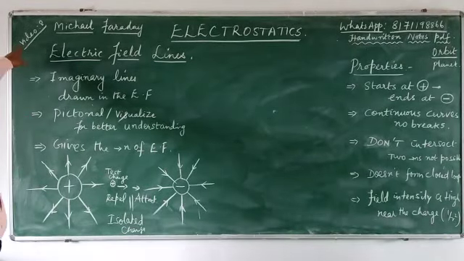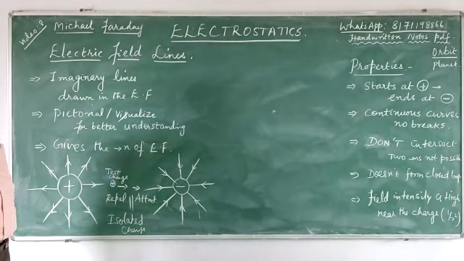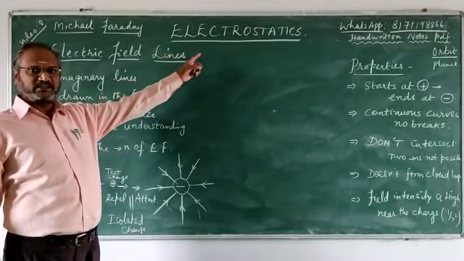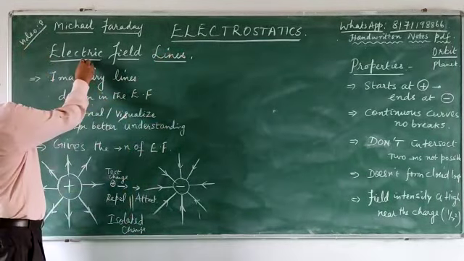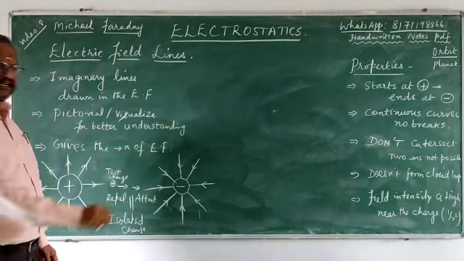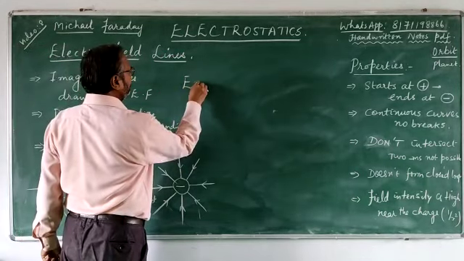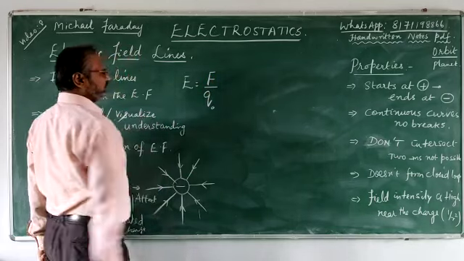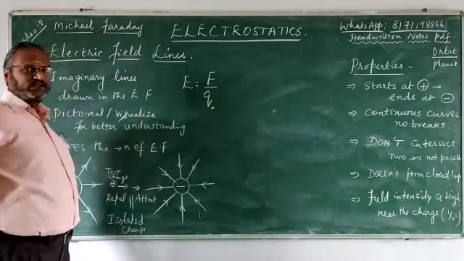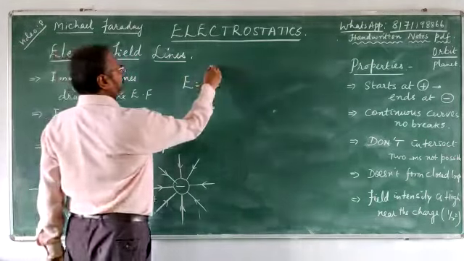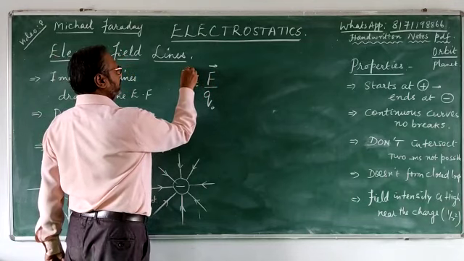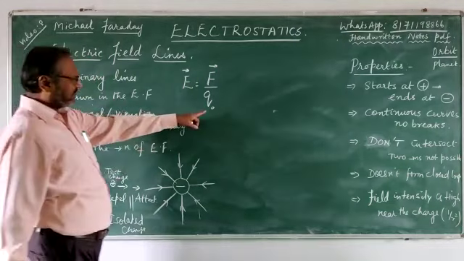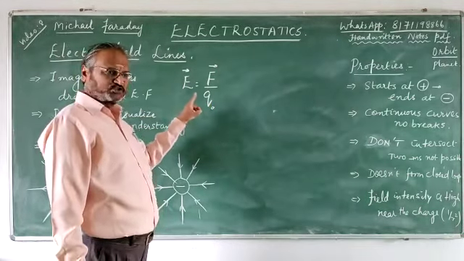Today, in video number 8, we shall study electric field lines. It is also part of electrostatics. We already know that electric field is equal to force acting per unit test charge. We said the electric field E is equal to F upon Q naught. Electric field and force are both vector quantities. Now, Q naught is the positive unit test charge.